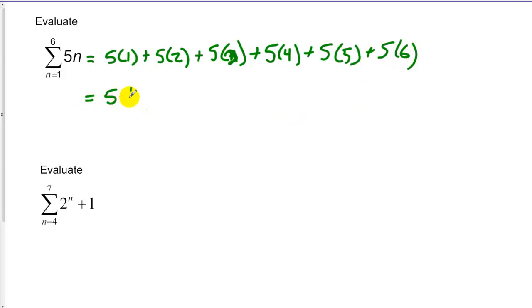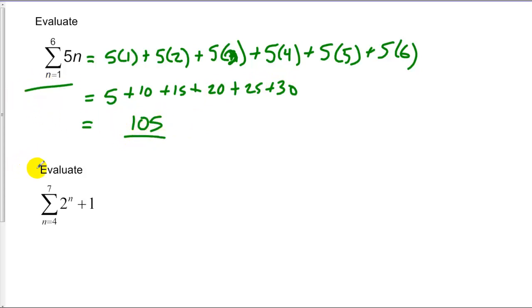This gets me 5 plus 10 plus 15, etc., until I get to 30. I add all that up. We got 30, 50, 80, 105. And that is the sum of that sigma notation problem.